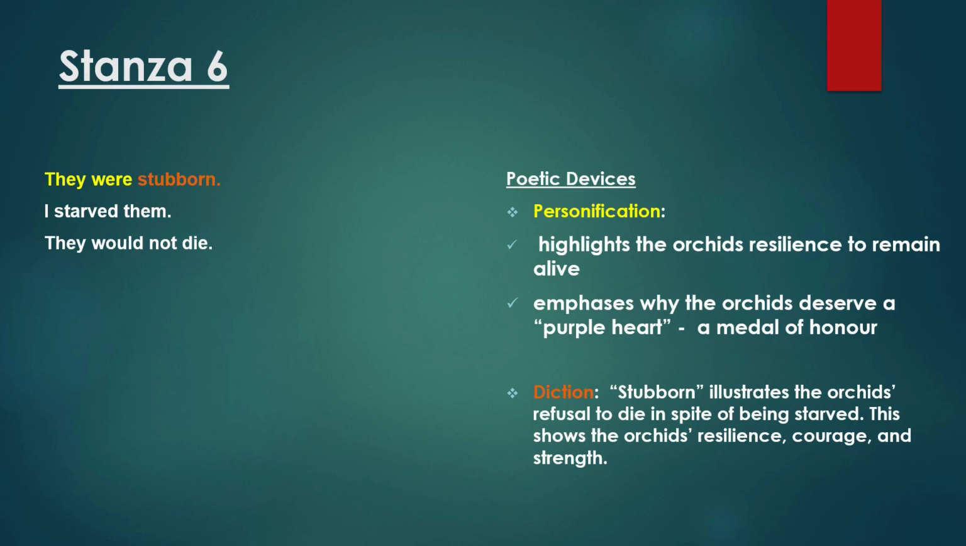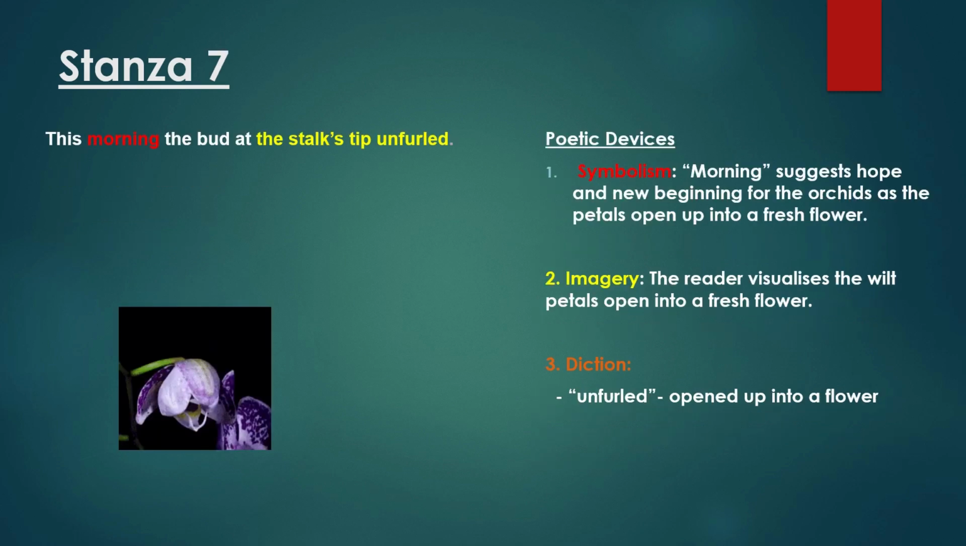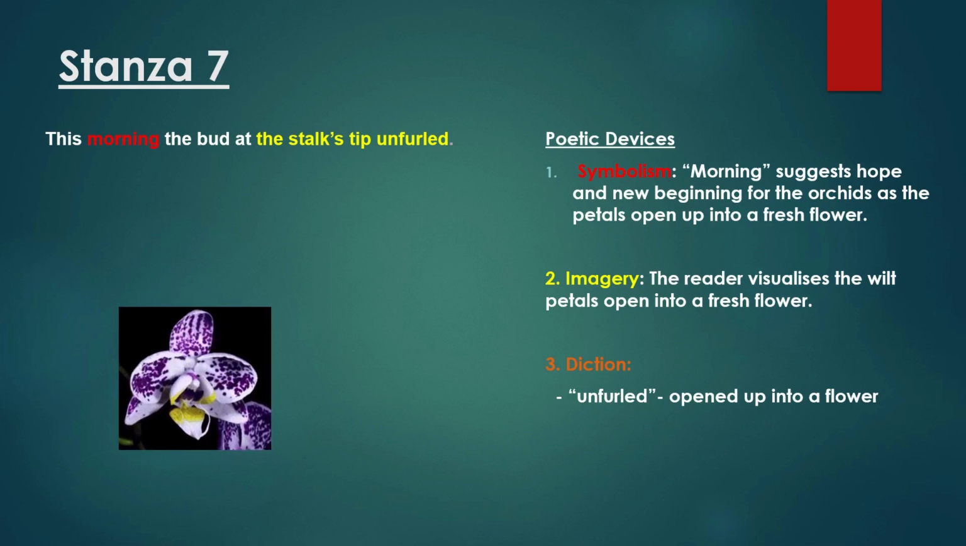Right? This shows the orchid's resilience, courage, and strength. Stanza 7 says, "this morning, the bud at the stalk's tip unfurled." Right? This is completely different, because let's remember that the persona was certain that by the time I'm ready to move out of this place, to move from one home to the other, this orchid, this flower that was given to me by that person, that compulsive person, would die.